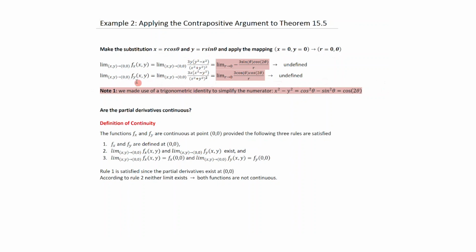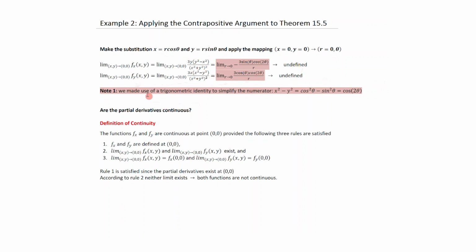If we do the same thing for f partial y, we end up with this expression, and when you make the substitution for x and y, we end up with this expression here. For this case and for this case, we let r go to 0. Theta, sine theta is bounded, cos 2 theta is bounded. R going to 0 means this becomes undefined. Okay? So effectively, this limit does not exist.